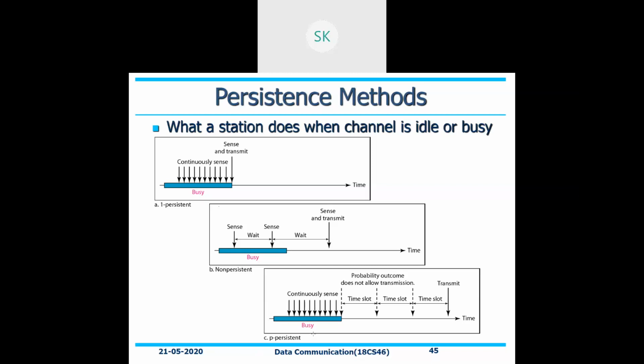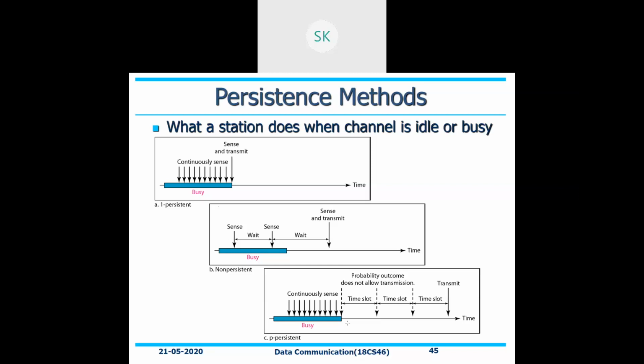In the persistent method, the station that is ready to transmit will always ask the channel by sending a sense signal. If the channel is busy, it will keep sending that signal within no time, until it sees that the channel is idle.